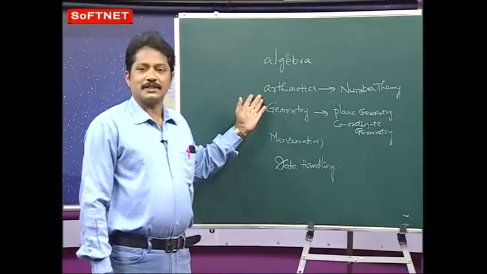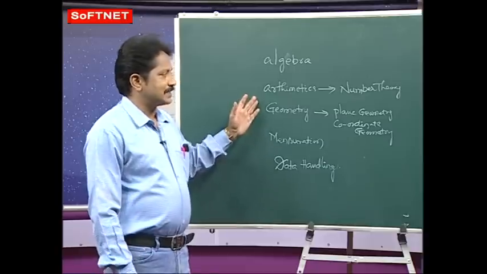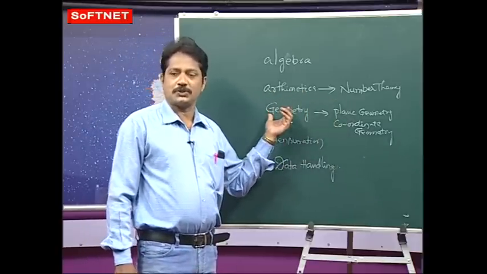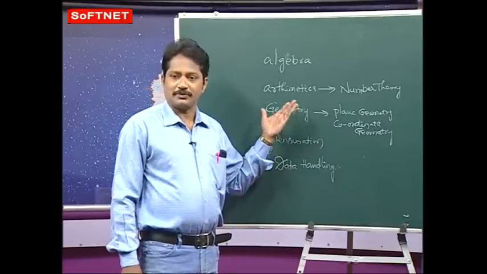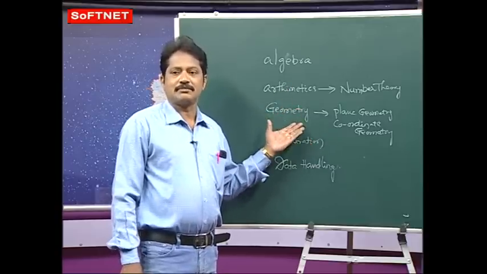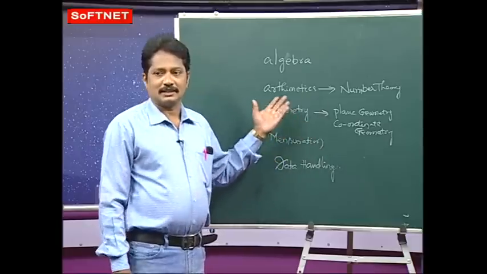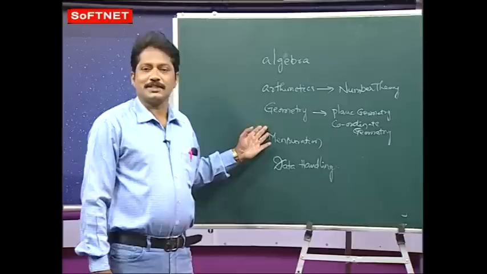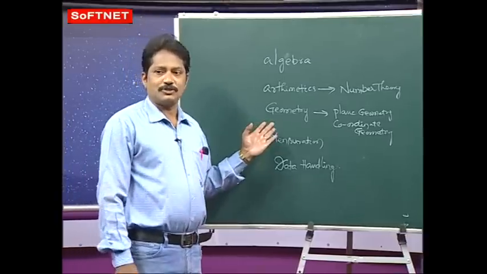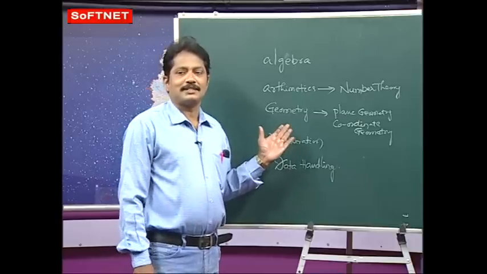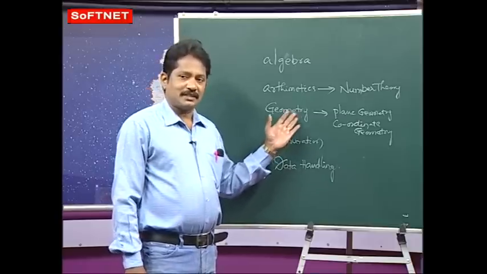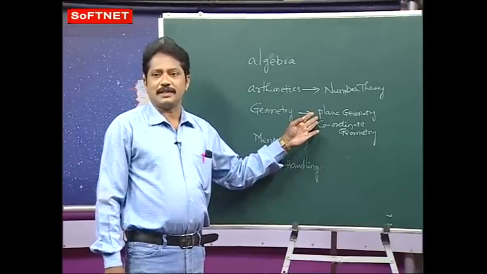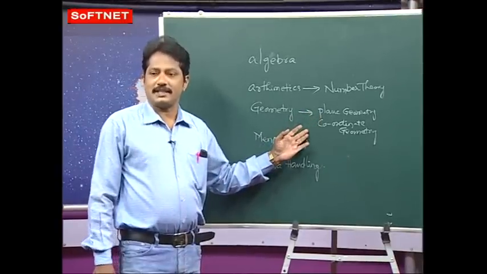Now coming to the next one, arithmetics. In arithmetics, actually it is part and parcel of number theory. We have ratios, proportions, profit and loss, time and distance, all will come under arithmetics, which is a part of number theory. Now coming to the next one, geometry. Geometry is a very important area. Plane geometry we call simply plane geometry, and the next one is coordinate geometry.